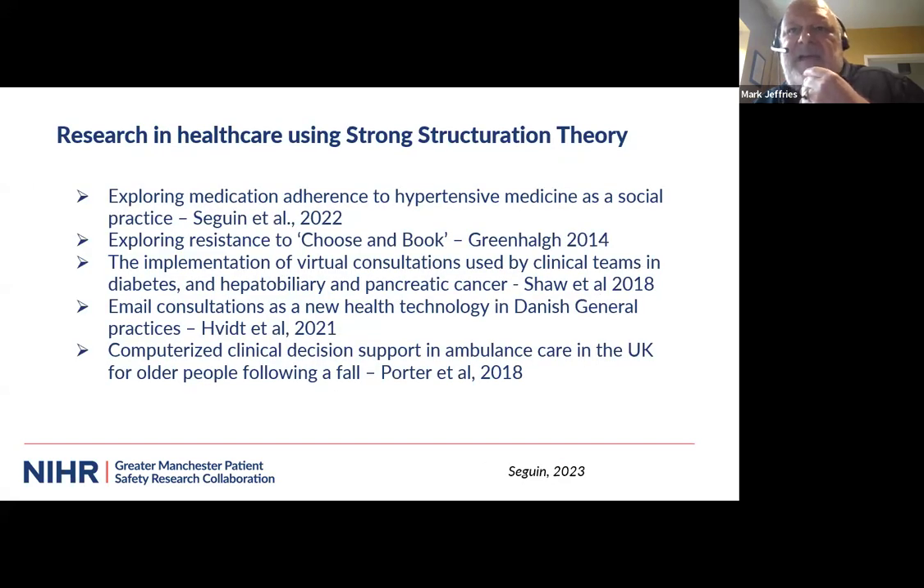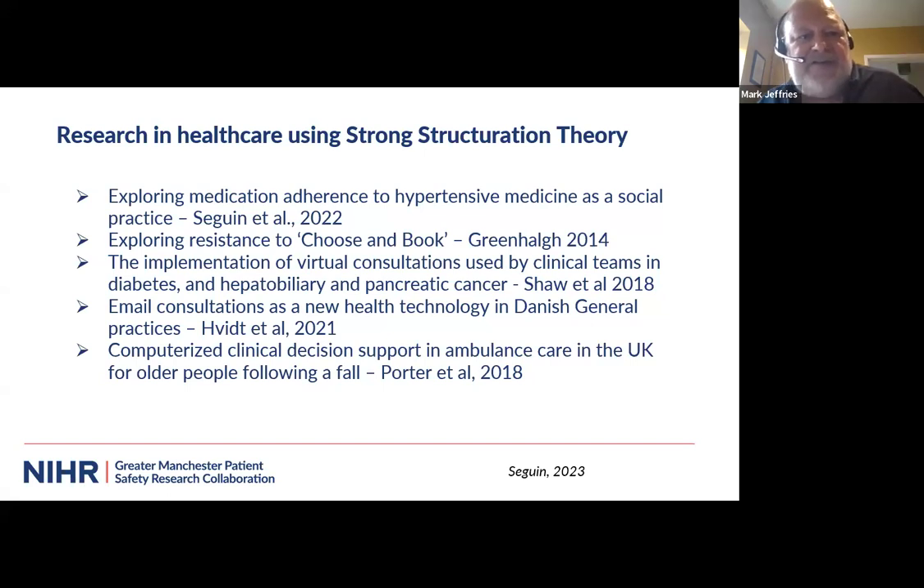Thank you. And so I used, firstly, some other research. The one in here I would highlight is Trish Greenhalgh's work on Choose and Book. Trish, if you can remember, I suppose it must be 10, 12 years ago that Choose and Book came out, which is a referral pathway, a referral system, in which patients were given options of choosing where they went once they were referred to a specialist in primary care.